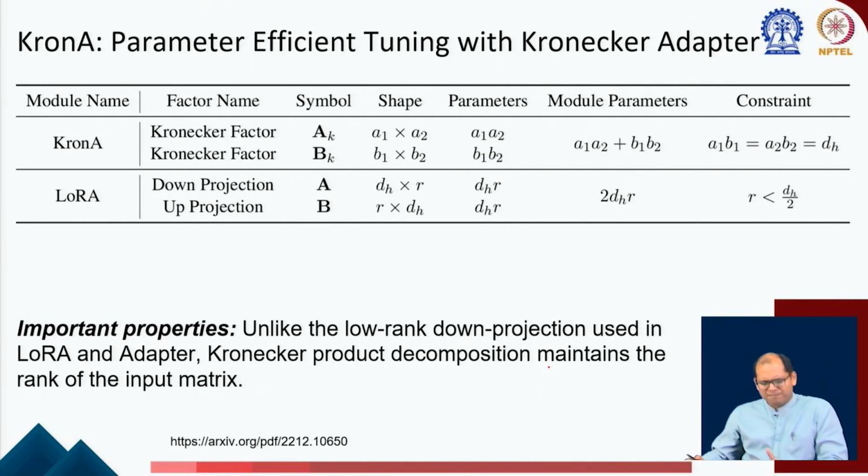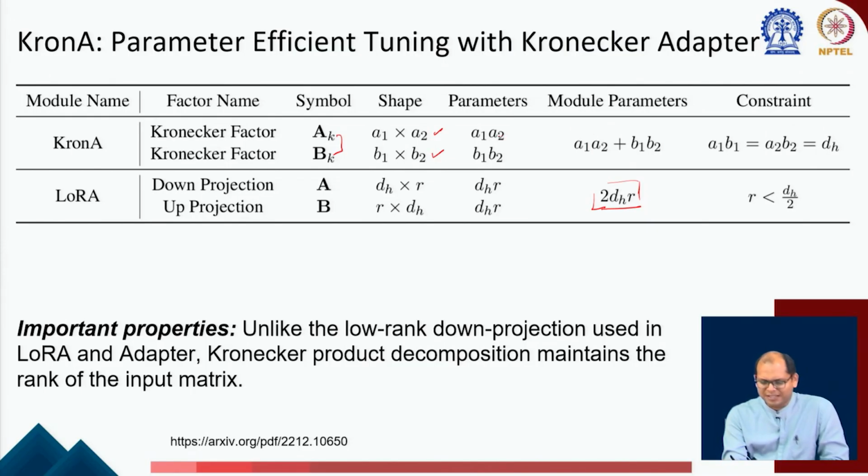So, let us compare LoRA with KronA. How many trainable parameters are there? That is the crux. In LoRA we had 2 times dh cross r for a rank r. In KronA I have 2 matrices, A and B, of size A1 cross A2 and B1 cross B2. I simply do a Kronecker product, and I get my delta W that I want to preserve.